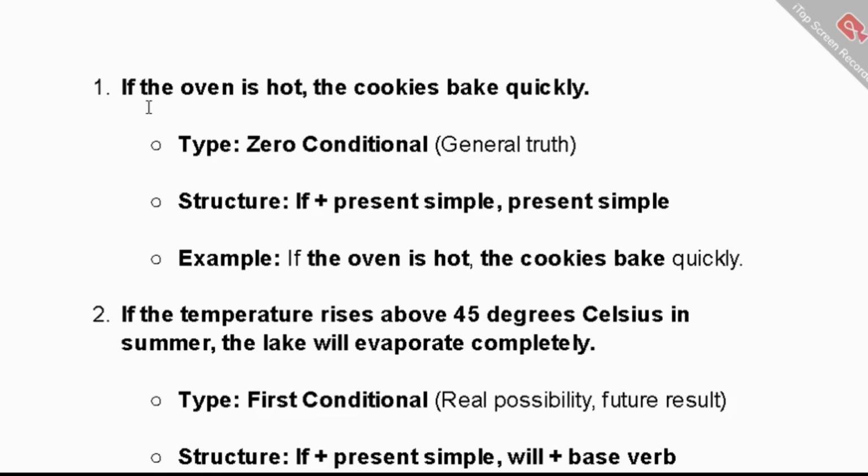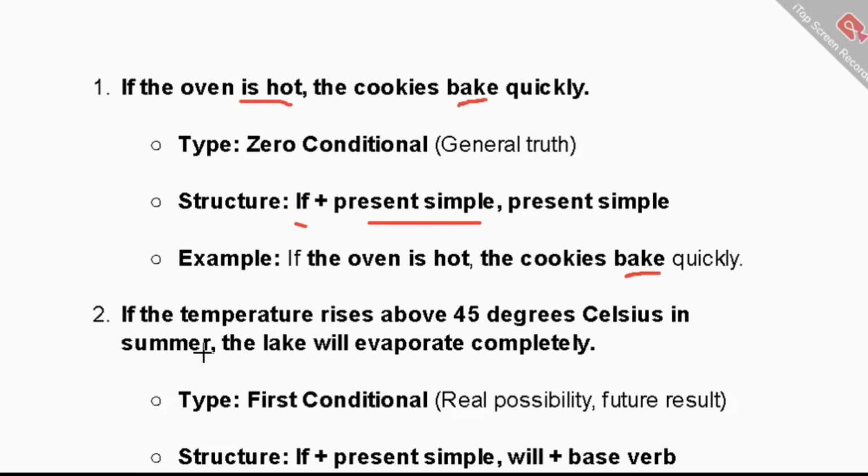So here you can see the first question. If the oven is hot, the cookies bake quickly. So it talks about the general truth, right? So here you can see the structure. It's a zero conditional. Why is it zero conditional? Because it has if plus present simple. Present simple means if the oven is hot, the cookies bake quickly. This bake is nothing but present simple. Here we don't have baked or will bake or bakes. Simply bake, present simple. So you just need to see the verb, present simple verb, and here again if plus present simple. So that would be zero conditional and it will talk about general truth or fact.